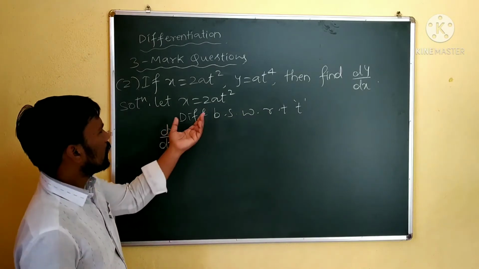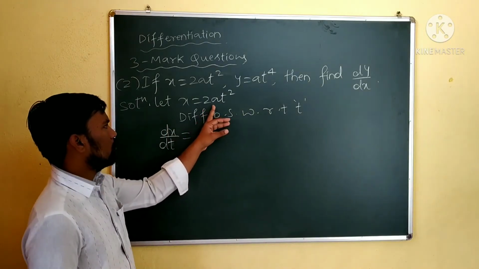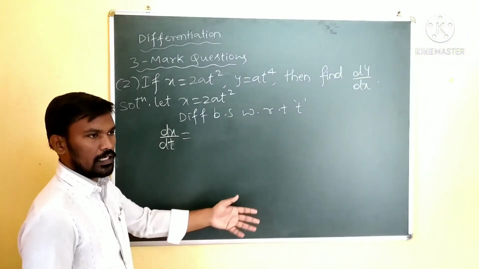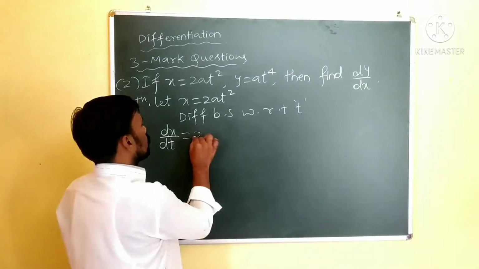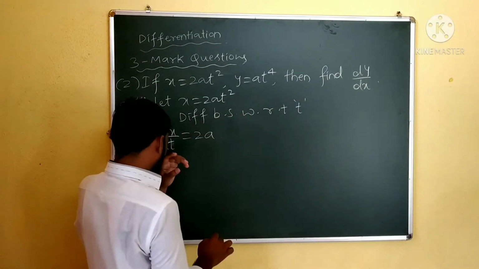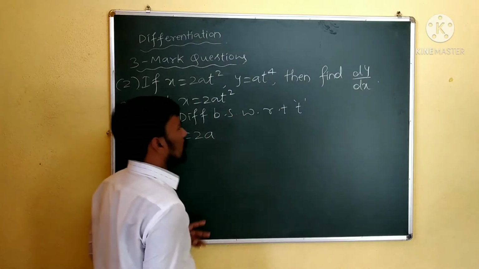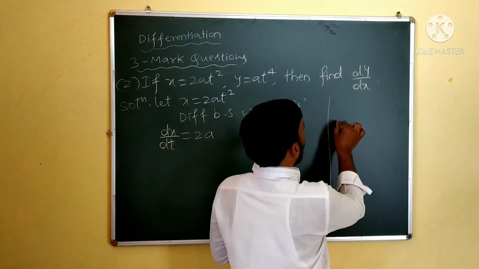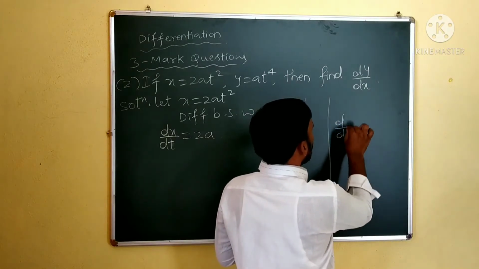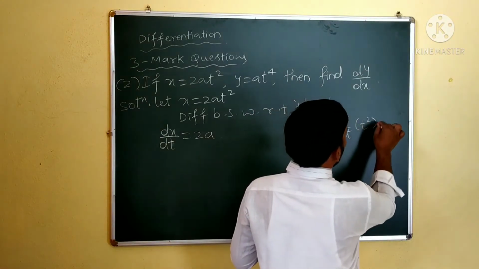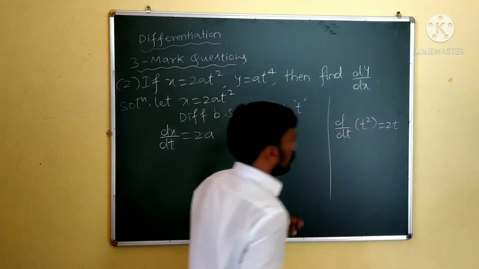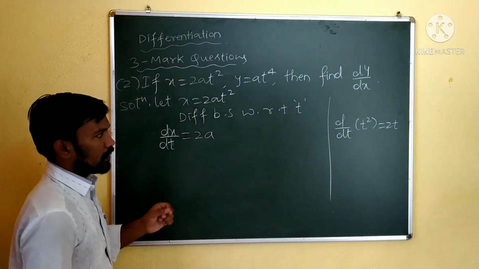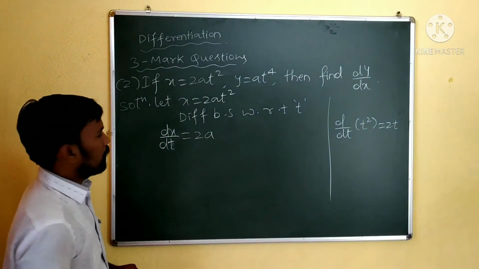There is no b here. 2 and a are constants. 2a is a constant. So write this 2a as it is and take the derivative of t square. Derivative of t square with respect to t is 2t.